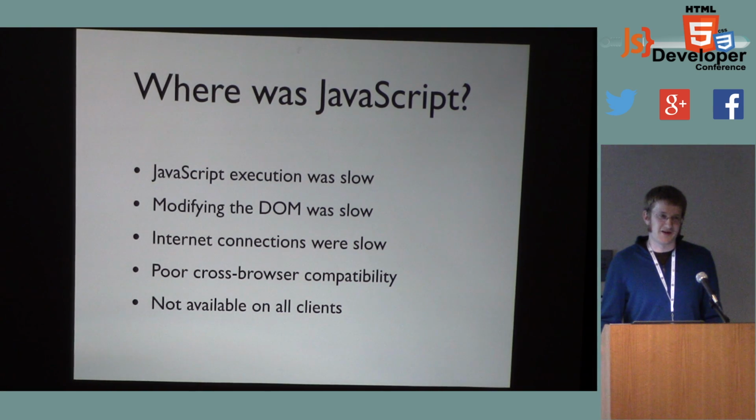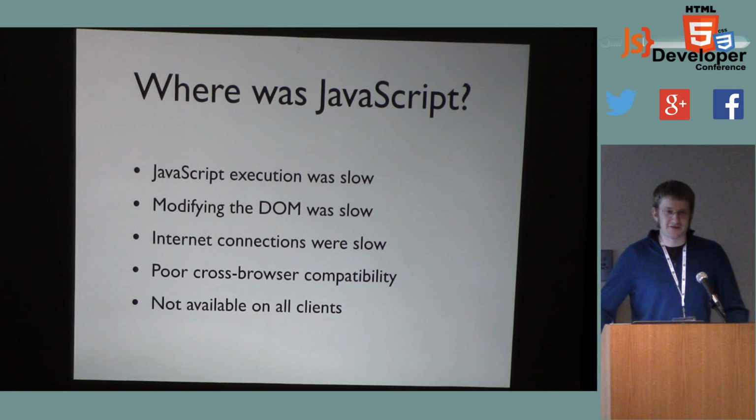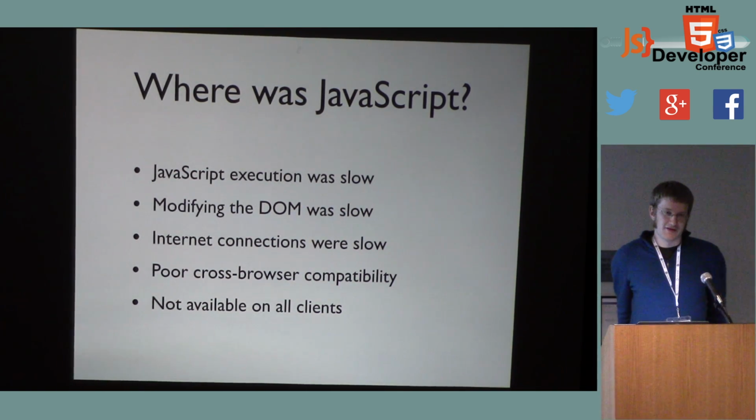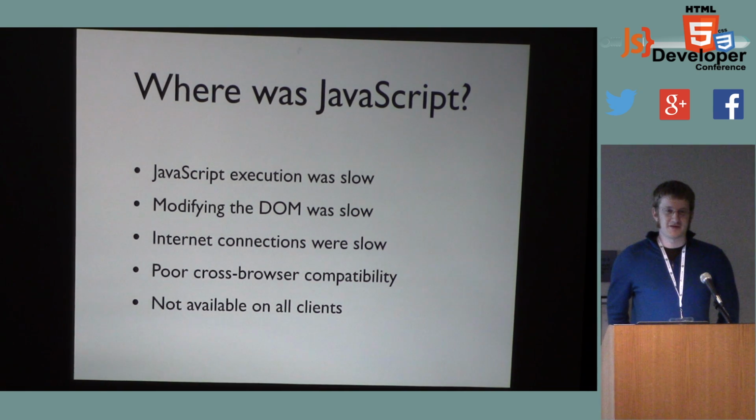Where was JavaScript in all this? Hotmail was not a JavaScript app. It was a web app. The problem is JavaScript was too slow. The execution engines were really slow. Modifying the DOM was slow. So if you started moving stuff around, elements in the DOM, you'd start to have lags and repaints and just kind of run out of time.